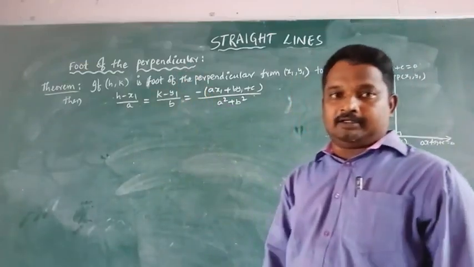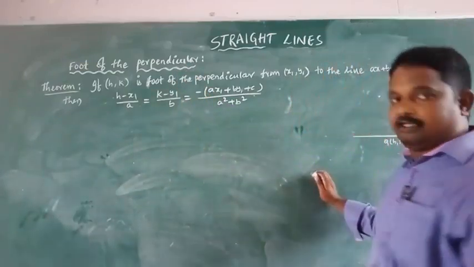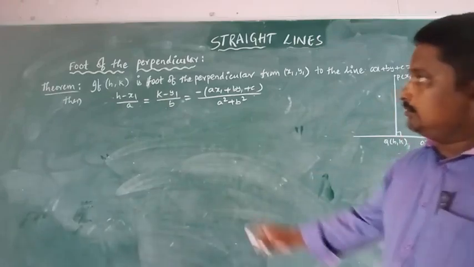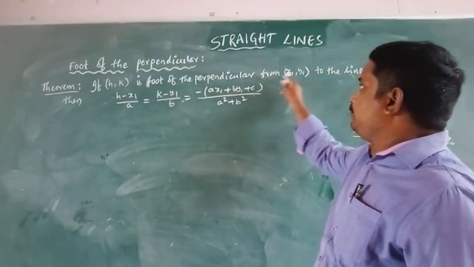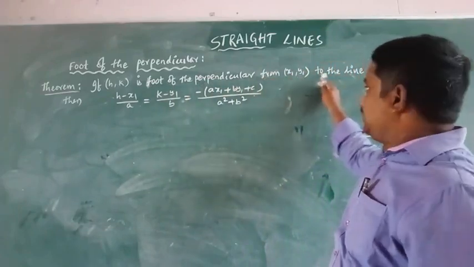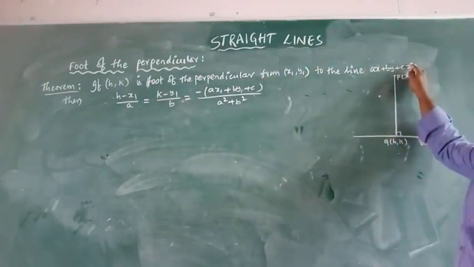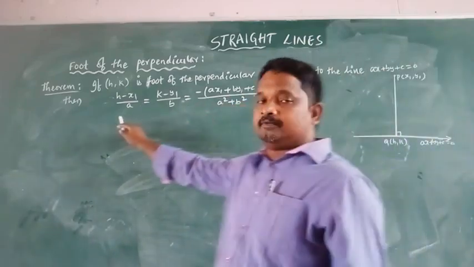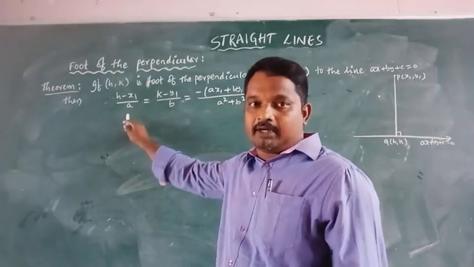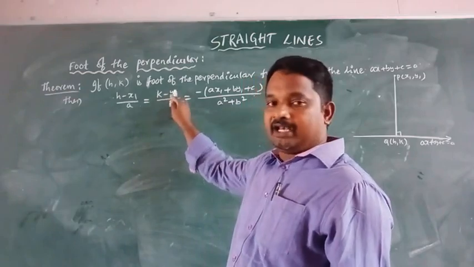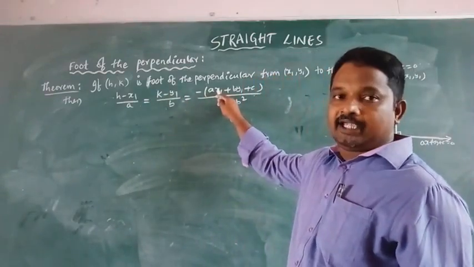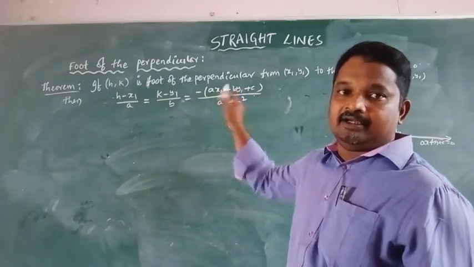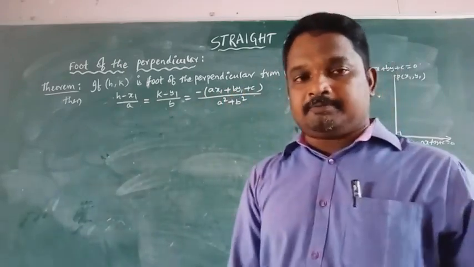Foot of the perpendicular. If (h, k) is the foot of the perpendicular from (x1, y1) to the line ax + by + c = 0, then (h - x1)/a = (k - y1)/b = -a times (ax1 + by1 + c)/(a² + b²).